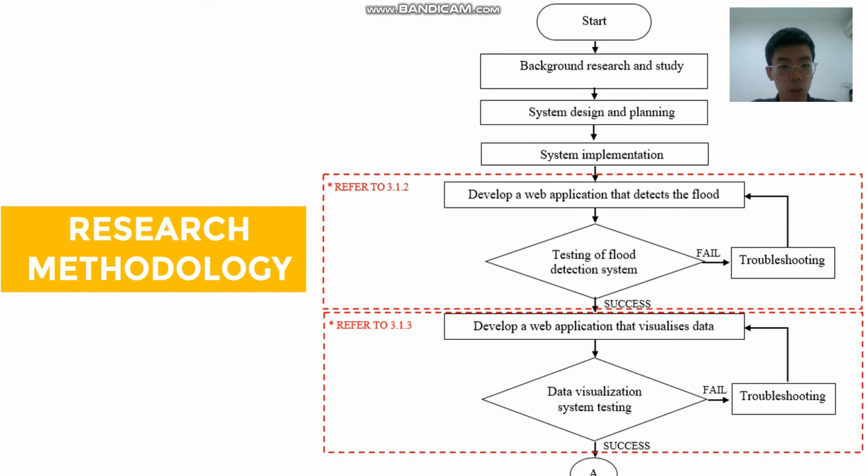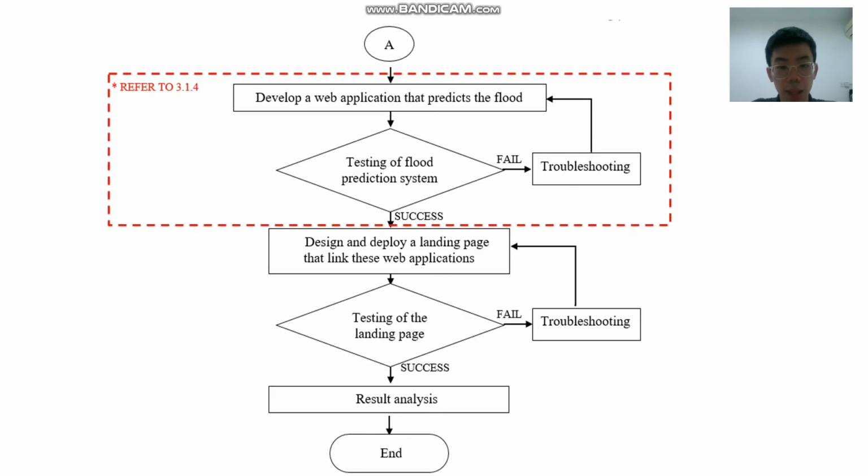Now, it is the methodology of this project. The project starts with the background research and study on the topics related to AI-based flood prediction system. After that, the planning of the system design is carried out before the system implementation. This project contains 3 subsystems, which are flood detection system, data visualization system, and flood prediction system. Also, a landing page that links all these subsystems is developed.